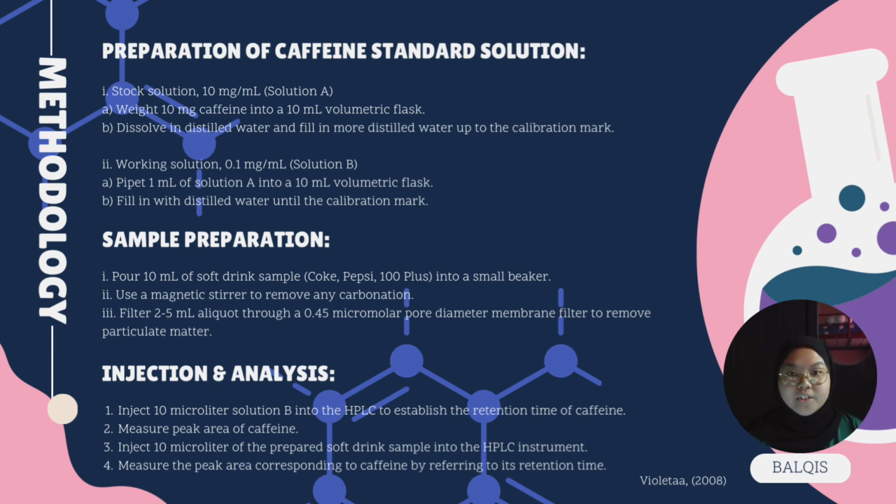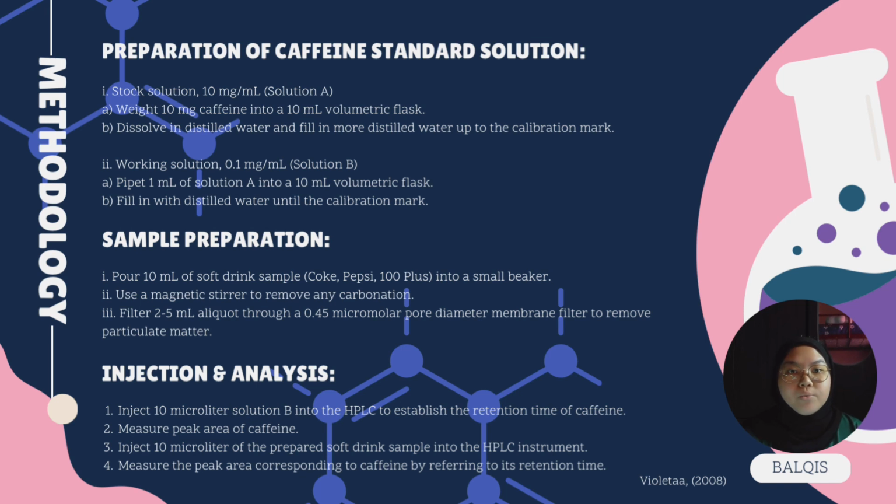Second solution, which is solution B, the working solution of 0.1 mg per ml. Firstly, pipette 1 ml of solution A into a 10 ml volumetric flask, and then fill in with distilled water until the calibration mark. Next, the sample preparation.